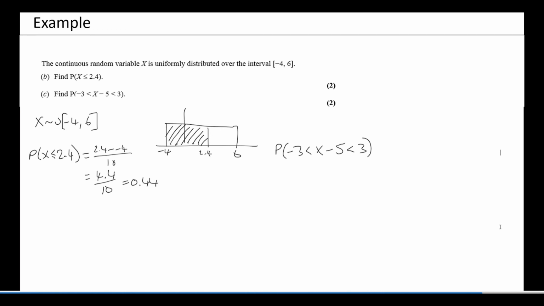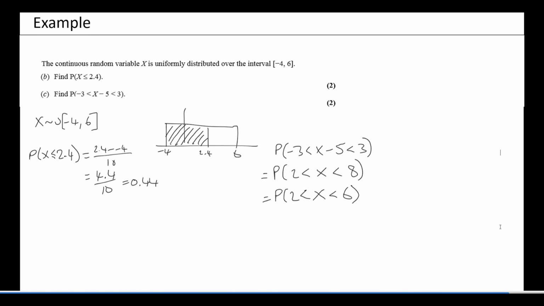I'm going to add 5 to the left, the middle, and the right. So that gives me the probability that x is in between 2 and 8. Be careful though, looking at the diagram, the distribution doesn't exist beyond 6. So there is no probability to count above 6, 7, 8. All of these values don't have any probability associated with them. This is equivalent to the probability that x is in between 2 and 6.